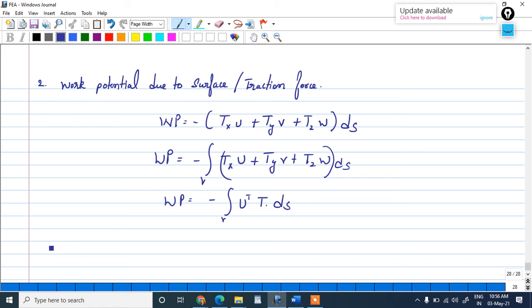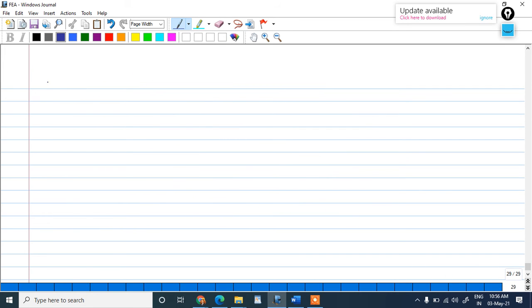So let me consider the last one. I will take a new page. The three forms of force: the last one is work potential due to point load.